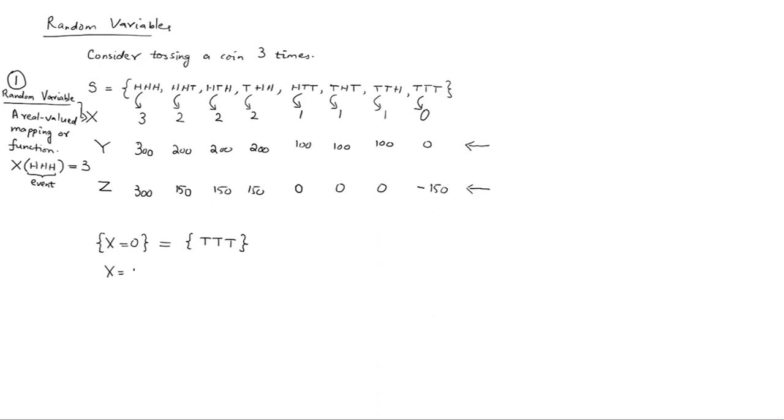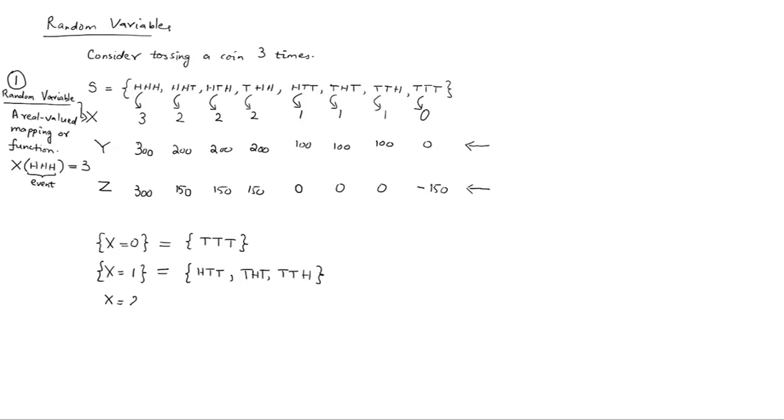Can you describe this set? When will X take the value 1? Head, tail, tail; tail, head, tail; and tail, tail, head. So you have these three: head, tail, tail. X will take the value 1 if this outcome occurs, or if this outcome occurs, or if this outcome occurs. These three.